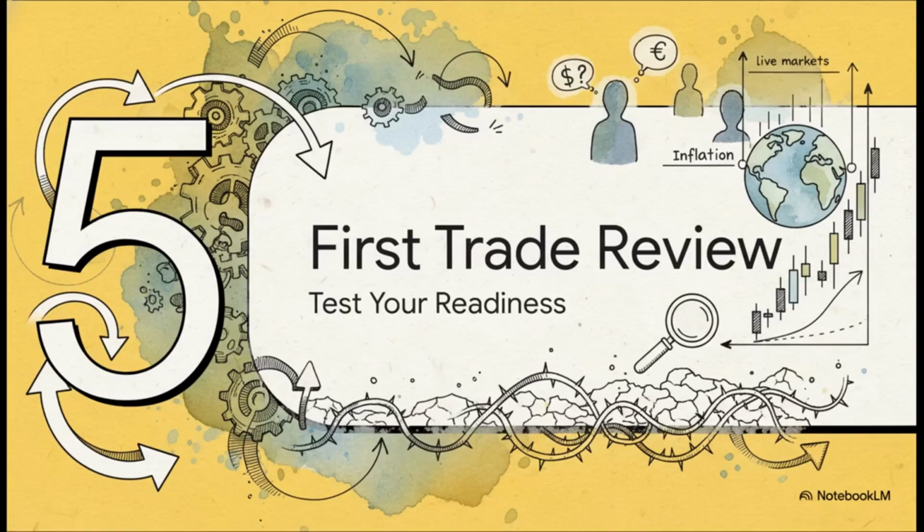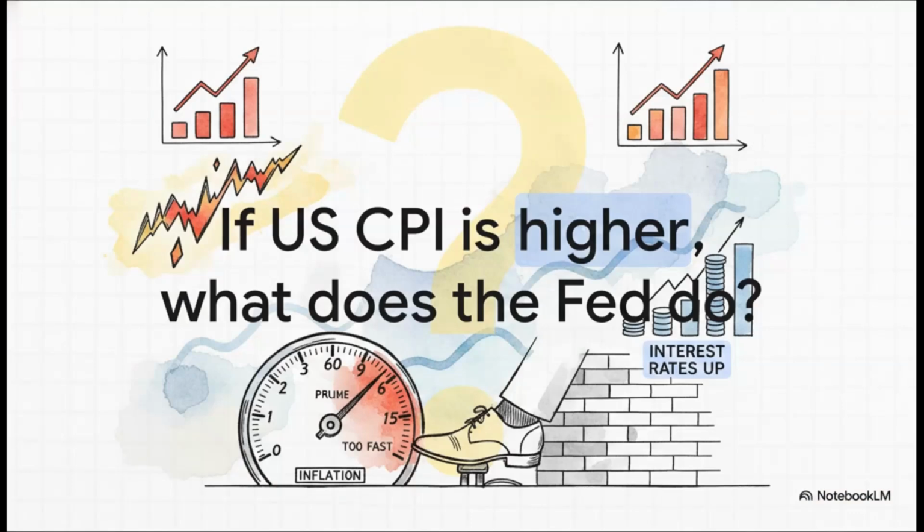Let's do a quick review. Quiz number 1. Imagine you're sitting at your desk. The US CPI data drops and it comes out significantly higher than the economists expected. Based on what we've learned, what does the market expect the Federal Reserve to do? Think about the car speedometer for a second.